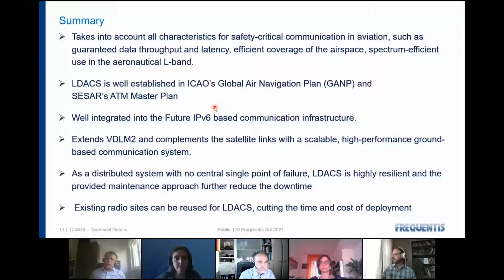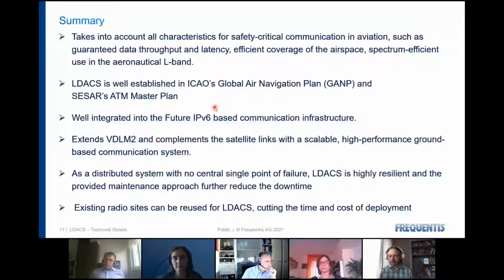LDACS is the first candidate that requires such an active spectrum management, and what we see is there is still room for improvement at all levels regarding this issue. LDACS is well established in the ICAO Global Air Navigation Plan and the SESAR ATM Master Plan. It's well integrated into the future IP version 6 based communication infrastructure, and also provides connectivity with the legacy OSI and ACARS systems.